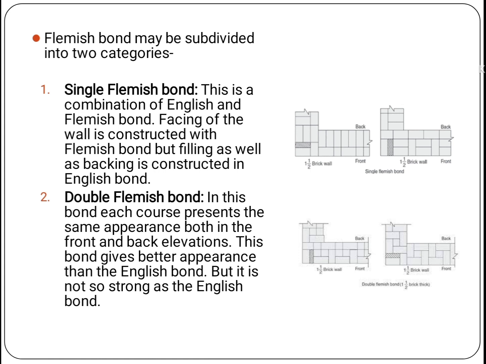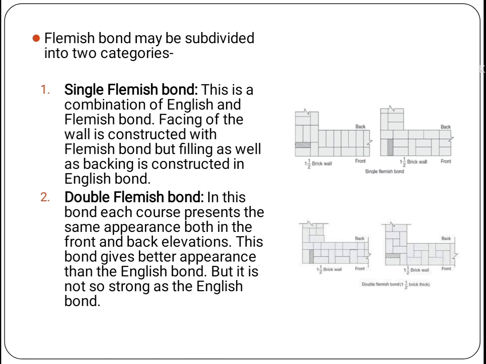Flemish bond may be subdivided into two categories. Number 1, single Flemish bond. This is a combination of English and Flemish bond. Facing of the wall is constructed with Flemish bond, but filling as well as backing is constructed in English bond.